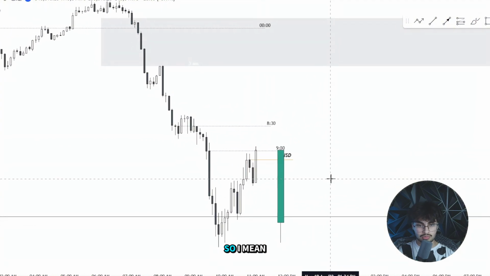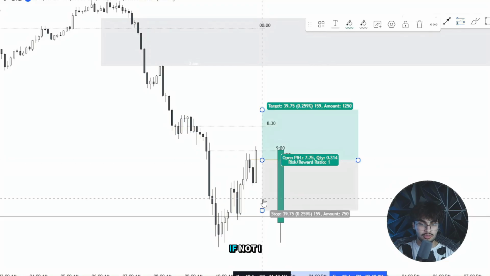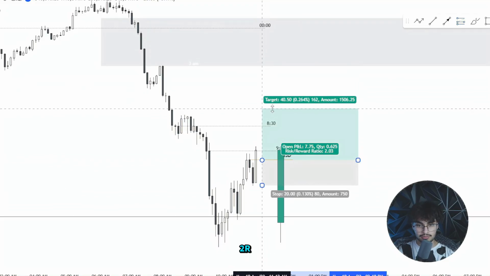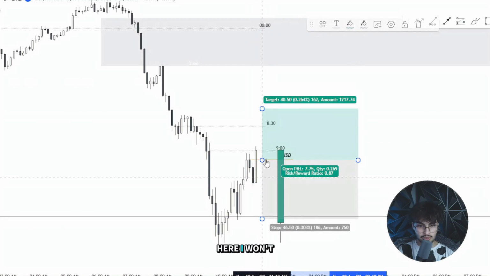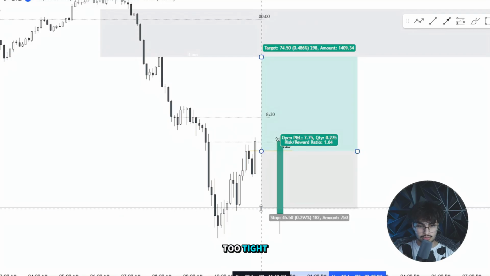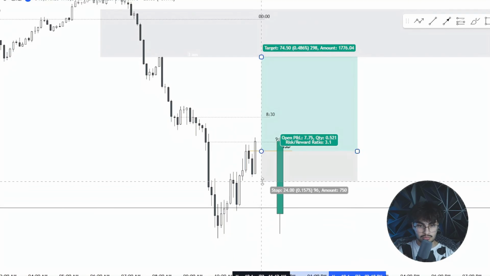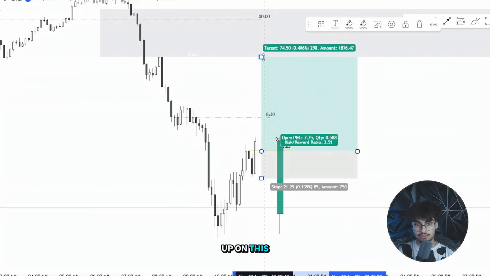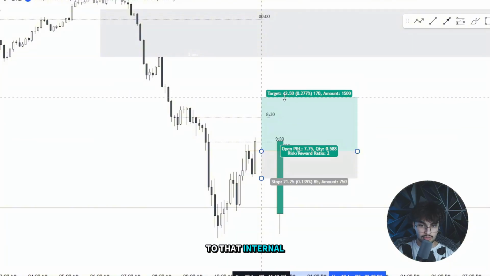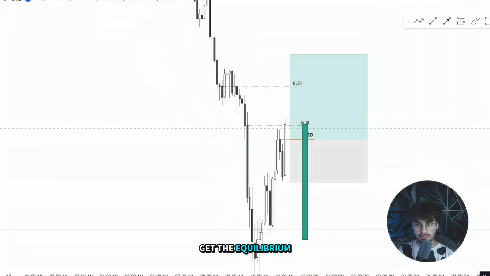So, I mean, I'd keep a limit order here. If not, I'd probably market order. It really does depend. Keep your stop loss here, target 2R. I'll probably keep my stop loss here, I won't lie. It's a little too tight. Now then I'd probably just risk up on this. You might rather just scalp on this, right? To that internal. Even target to get the equilibrium.